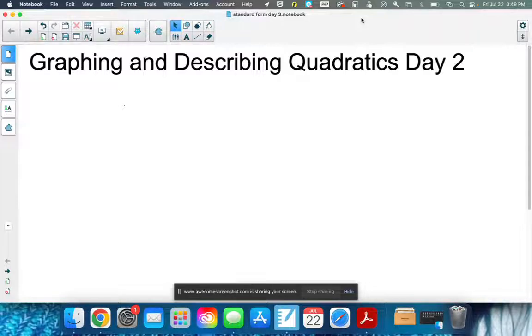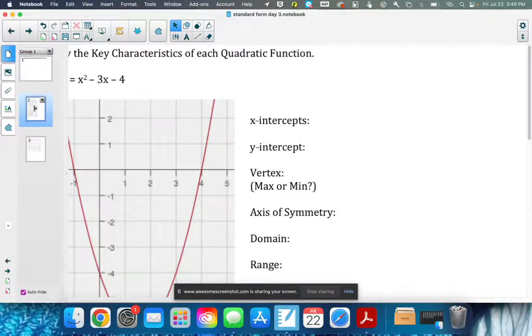We're also going to be taking it up to the next level by using the Desmos graphing calculator, the online calculator, to graph our quadratics, so we can actually see all the points, and I'm going to show you how to do that as well. Okay, so let's get to it.